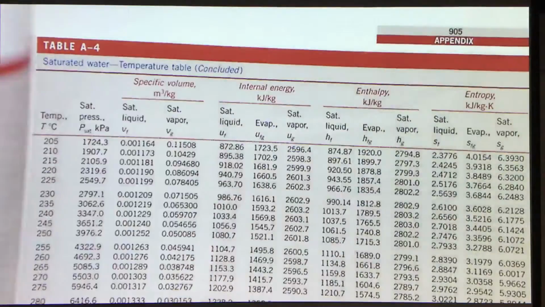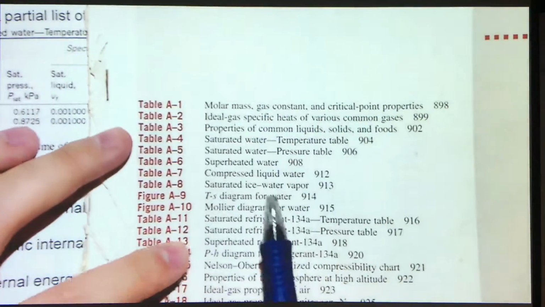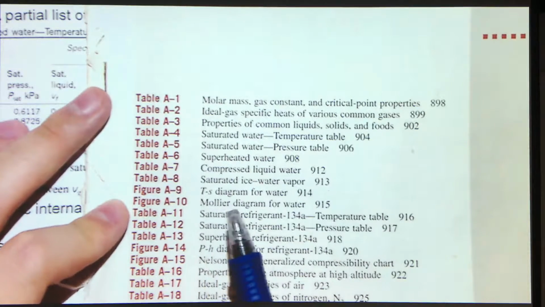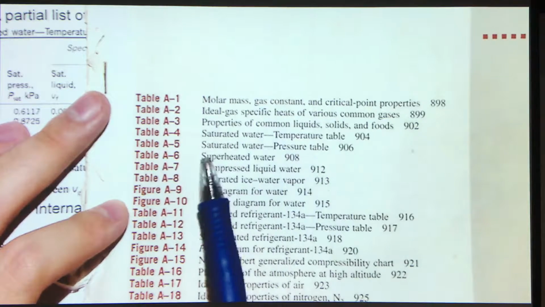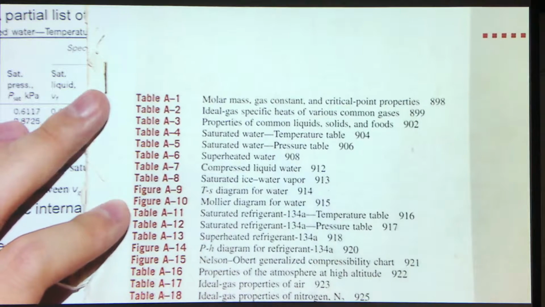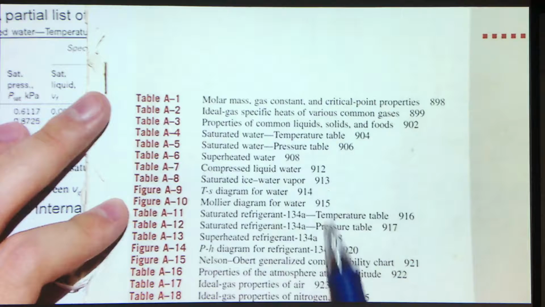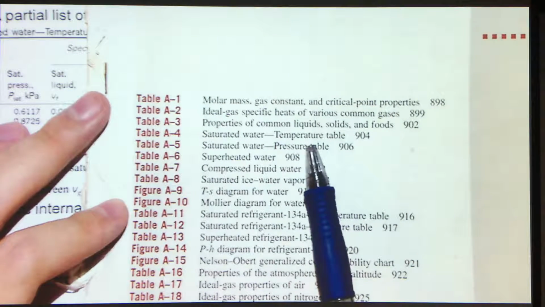What is important is starting from table A4. From table A4 to figure A10, they are all about water. A4 and A5 are for saturated water. Saturated, as I've mentioned, means it is inside the so-called phase change process. I've mentioned that the temperature table is for use if you have a given temperature. For the pressure table, if you have a known pressure, then use this table.